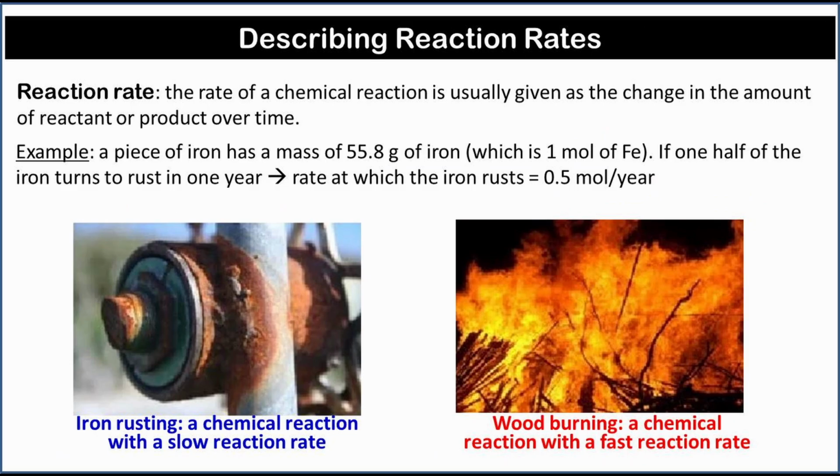Rate is a measure of how much something changes in a given amount of time. The rate of a chemical reaction is usually given as the change in the amount of reactant or product over time. Example: a piece of iron has a mass of 55.8 grams, which is equivalent to 1 mole of iron. If 1/2 of the iron turns to rust in 1 year, then the rate at which the iron rusts is equal to 0.5 moles per year. Iron rusting is a chemical reaction with a slow reaction rate. In contrast, the burning of wood is a chemical reaction with a fast reaction rate.